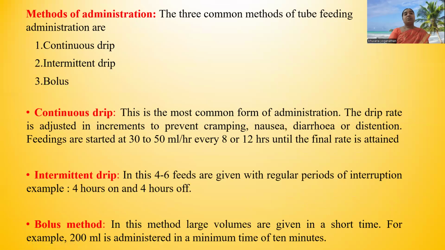Coming to the methods of feeding, there are three different types: continuous, intermittent, and bolus. Continuous administration is by drip, adjusted by increments to prevent cramping, nausea, diarrhea, and distension. Feeding is started with 30 to 50 ml per hour and increased over 8 to 12 hours until the final rate is attained. In intermittent drip, 4 to 6 feeds are given with regular periods of interruption: 4 hours on and 4 hours off.